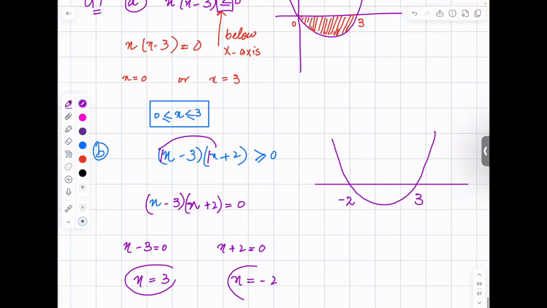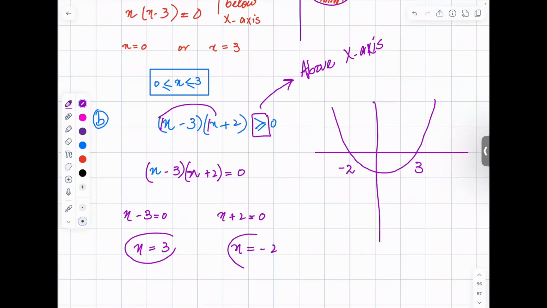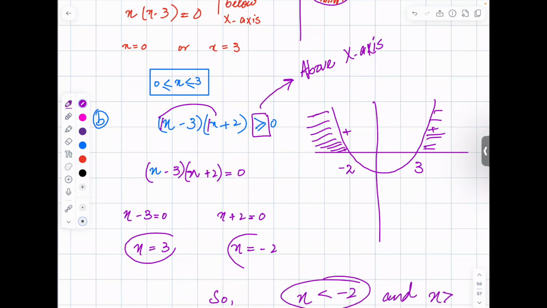Now, we are looking for the portion of the graph that is above the x-axis. What do you mean by greater than 0? Portion of the graph that is above the x-axis. So this would be somewhere here, minus 2. This is the portion of the graph that is above the x-axis here and after 3. So my final answers are x is less than minus 2 and x is greater than 3. Less than or equal to and greater than or equal to. Okay? Is that clear?